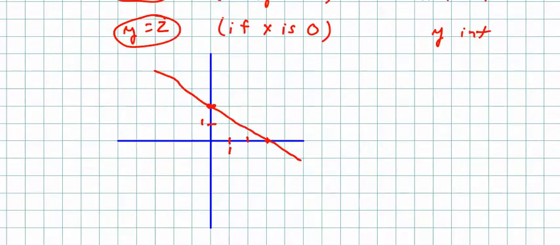All right, let's look at one more equation, and we'll graph it also. Let's go with 3x minus 4y equals 12. When x is 0, this is 0, negative 4 times what equals 12? Negative 3. When y is 0, 3 times what equals 12? 4.